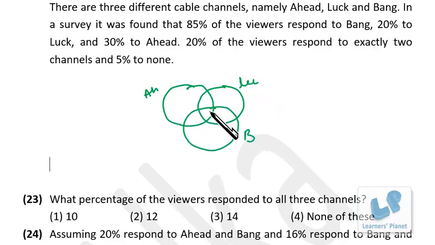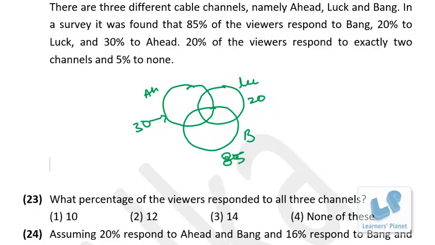Now the total of this circle for ahead is 30. See that there are 3 portions in this circle: this one entire portion, this break, and this break. So this is 30%, and 85% is bang, and luck is 20%.